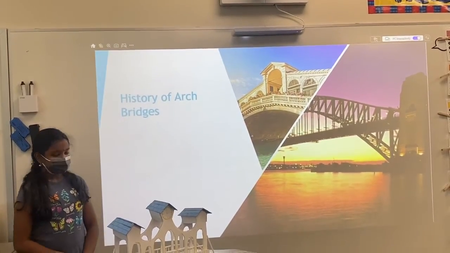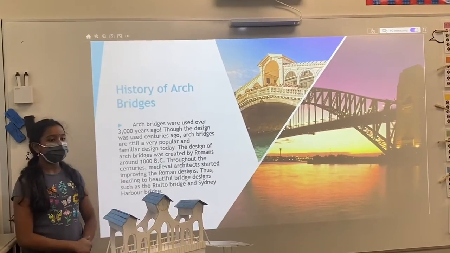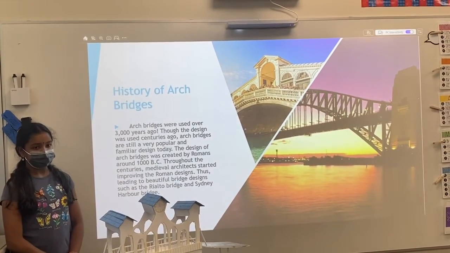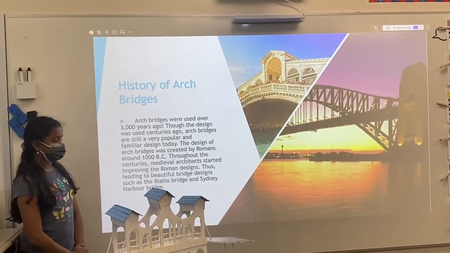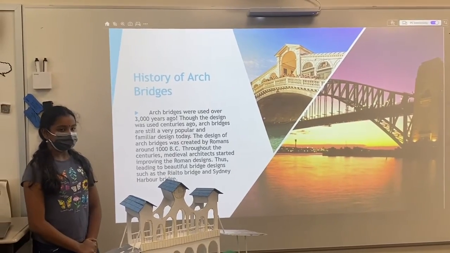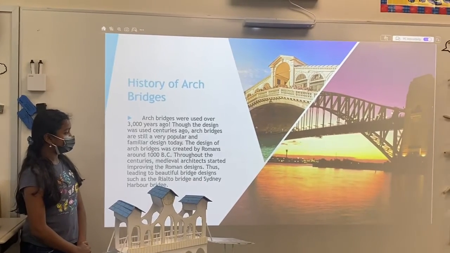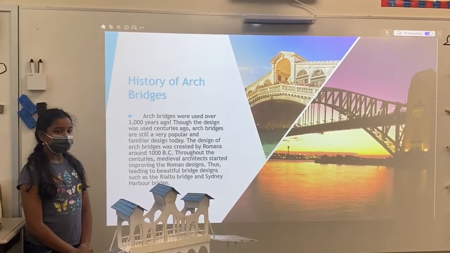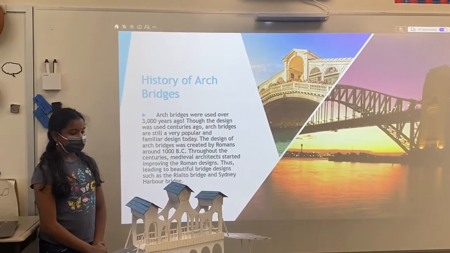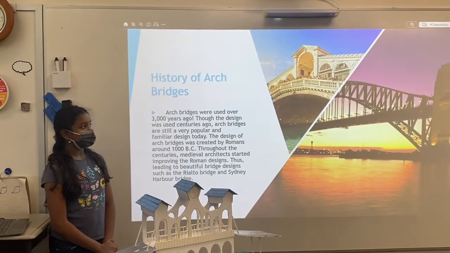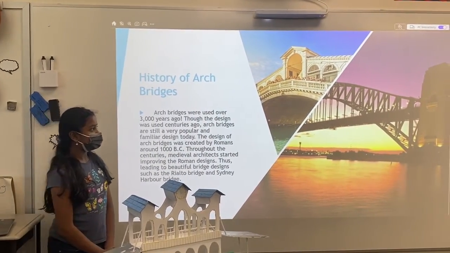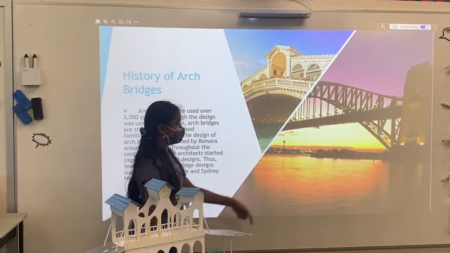History of arc bridges. Arc bridges were made in 1000 BC. That was over 3,000 years ago. That was a long time ago. They're still high in fashion. The designs were created by Romans. Throughout the centuries, architects have been improving their designs, leading to beautiful designs such as the Rialto Bridge on the top and the Sydney Harbour Bridge below.